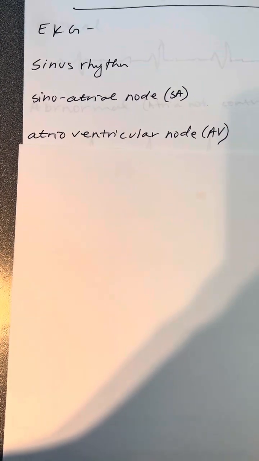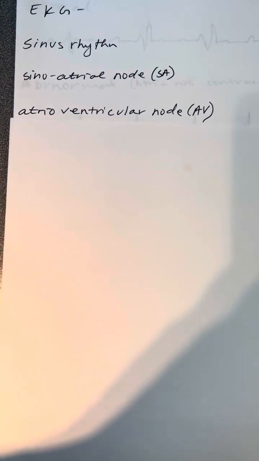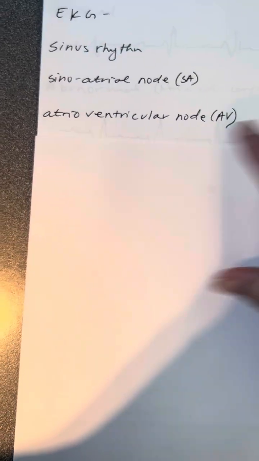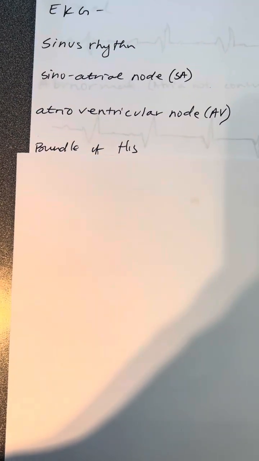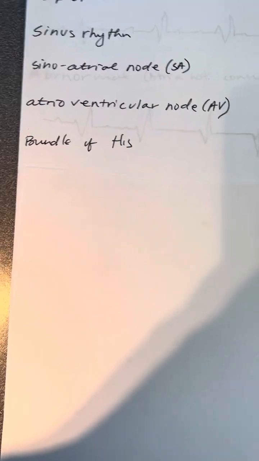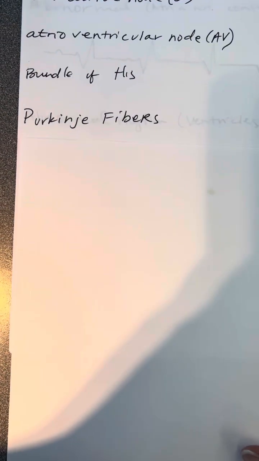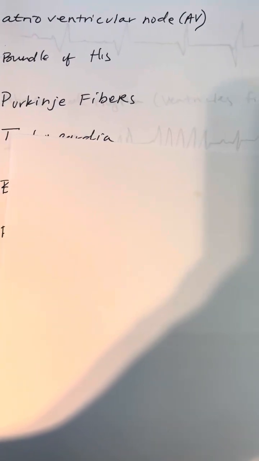Then we go into our atrioventricular node, or the AV node for short. That middle one between the atria and the ventricles. And then you're going to jump into, what is the bundle of His? And then jump into the Purkinje fibers. And you should have a left branch and a right branch that squeezes both sides of the ventricles.